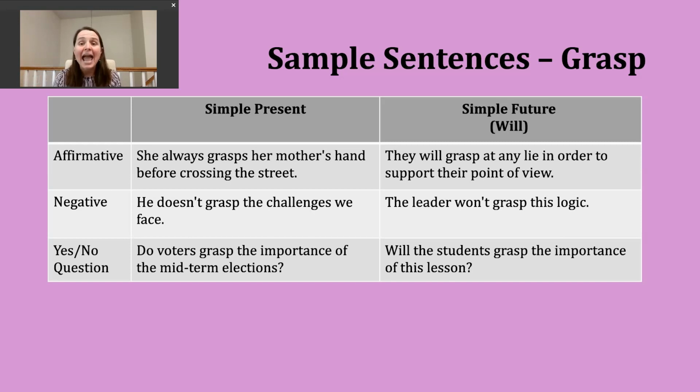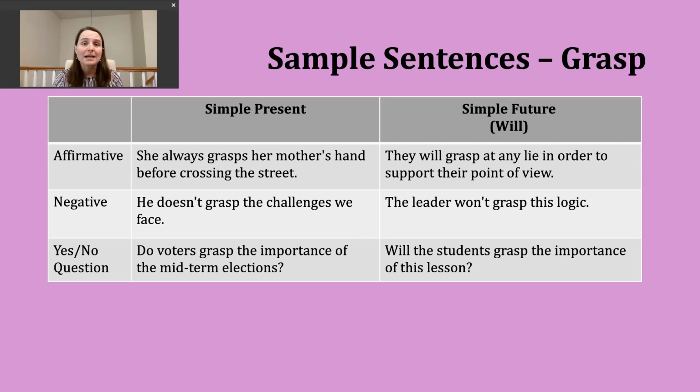Now let's take a look at the simple future. Today we're going to focus on using will. It's very common to hear will used with promises and with predictions. You might also hear it with an offer as well. And the nice thing about this form of the simple future is that we're going to have a subject, we're going to use will, and then we're going to use the base form, and that's it. Okay, so it doesn't matter what our subject is, our structure will stay the same.